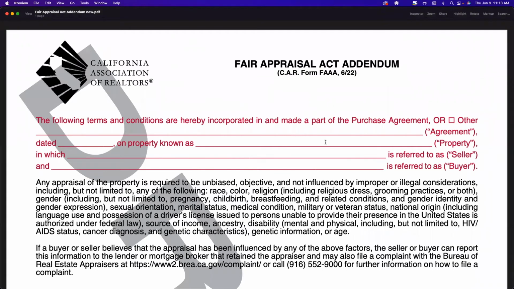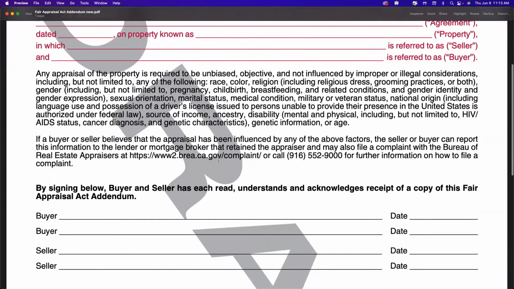So starting July 1st, there is a new law that they're changing. They're changing some terms for discrimination, right? So we had that fair housing advisory that comes with your offer. This is adding to that about the appraisal, that the appraisal of the property is required to be unbiased, objective, and not influenced by improper legal considerations, including but not limited to any of the following: race, color, religion, including religious dress, grooming practices for both, gender expression, sexual orientation, marital status, medical condition, military veteran, national origin.